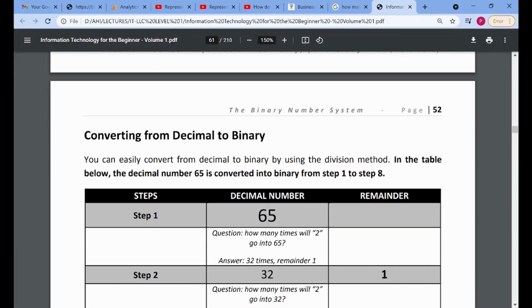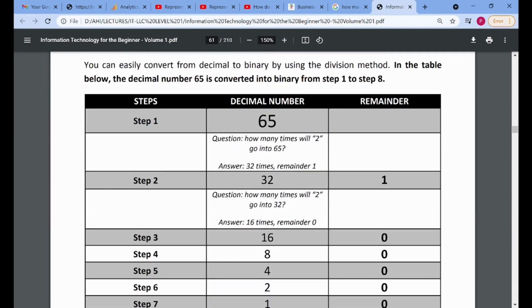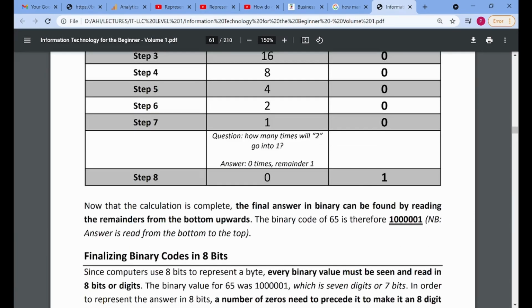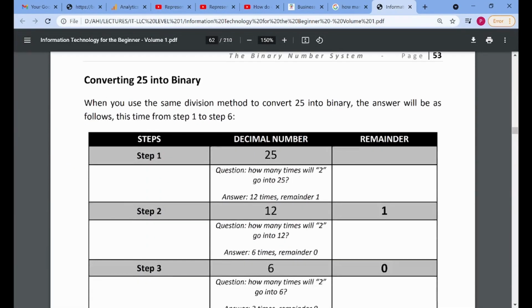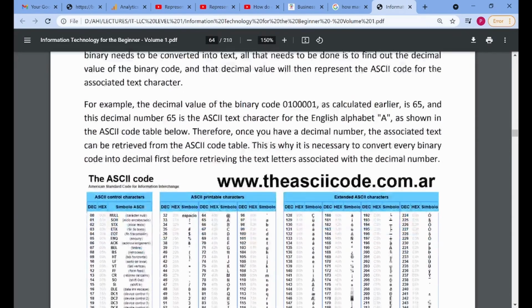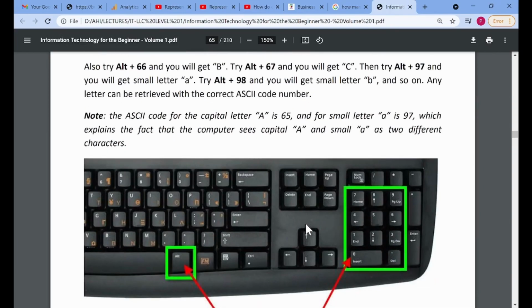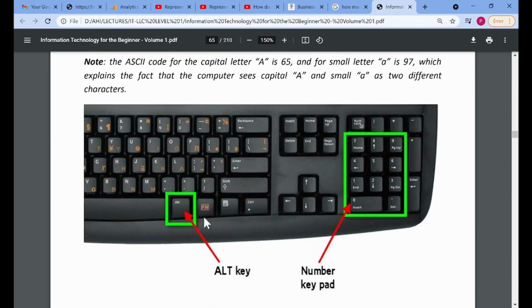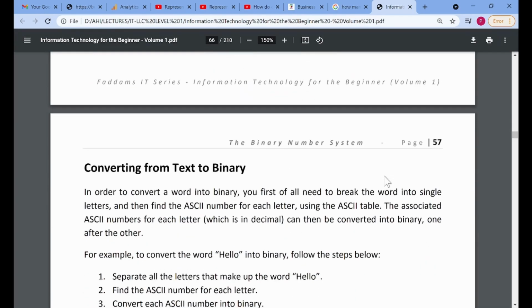So we learned how to convert from decimal to binary, from binary back to decimal, from text to binary, from binary to text. We looked at the ASCII table. We learned how you can use your keyboard to input in ASCII by pressing the Alt key and entering the ASCII code, and you get the character you are looking for.